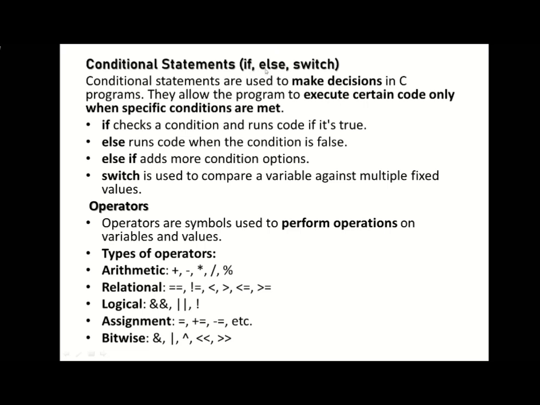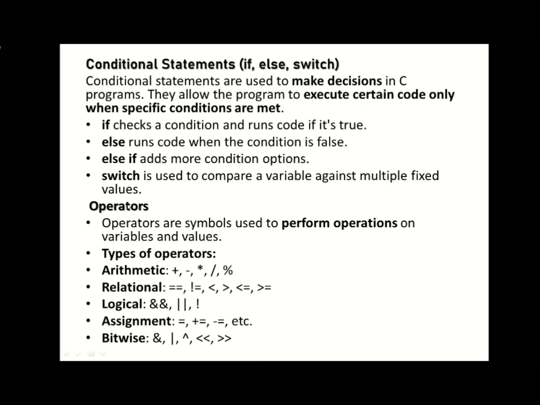It has basically if, else, switch. Conditional statements are used to make decisions in C programs. They allow the program to execute certain code only when specific conditions are met. If checks a condition and runs code if it's true. Else runs code when the condition is false. Else if adds more condition options. Switch is used to compare a variable against multiple fixed values.